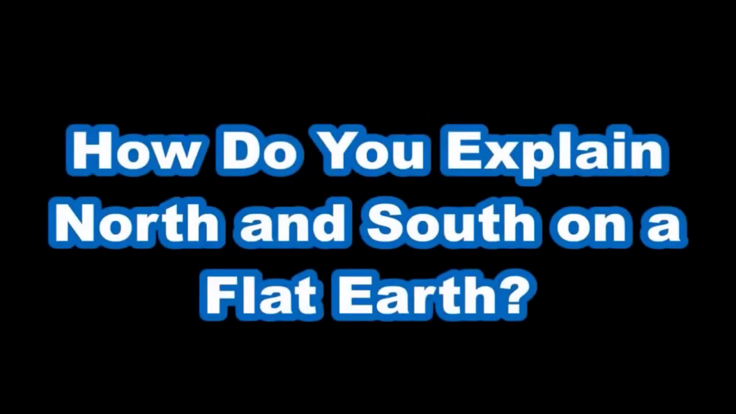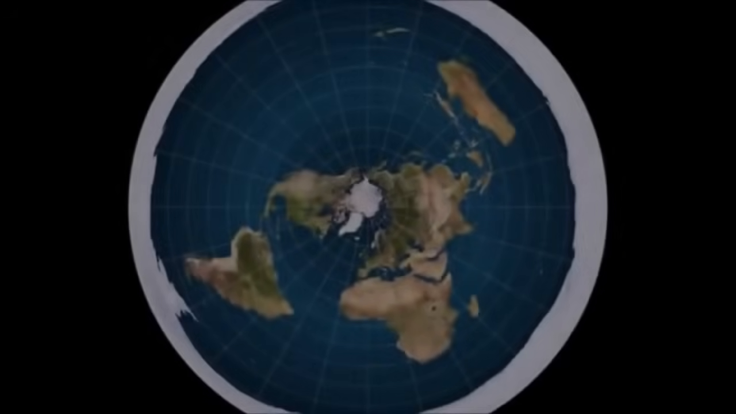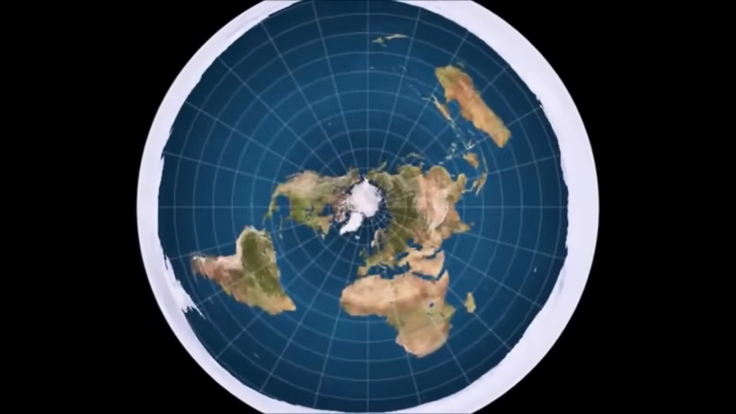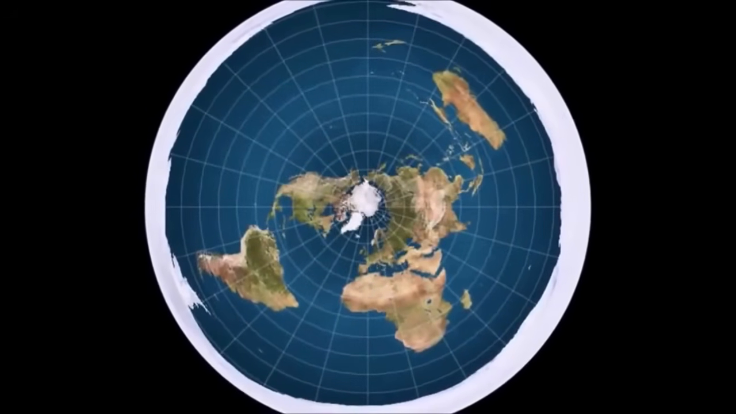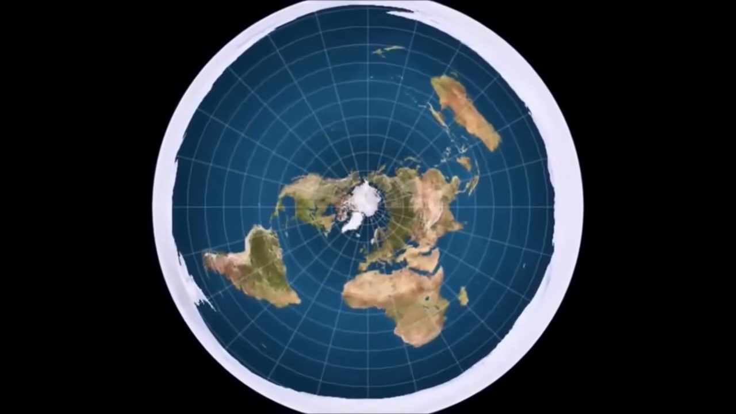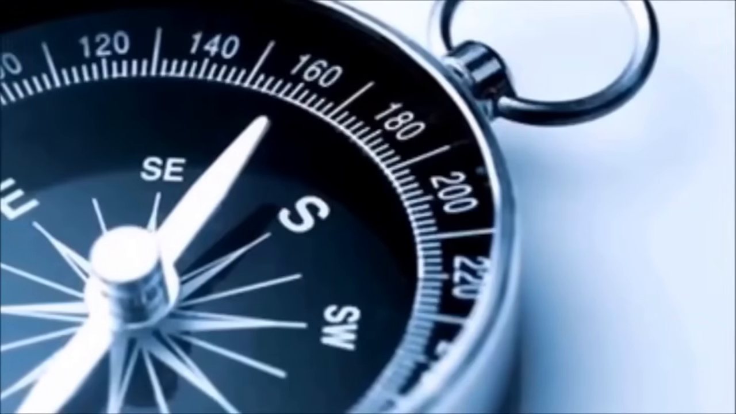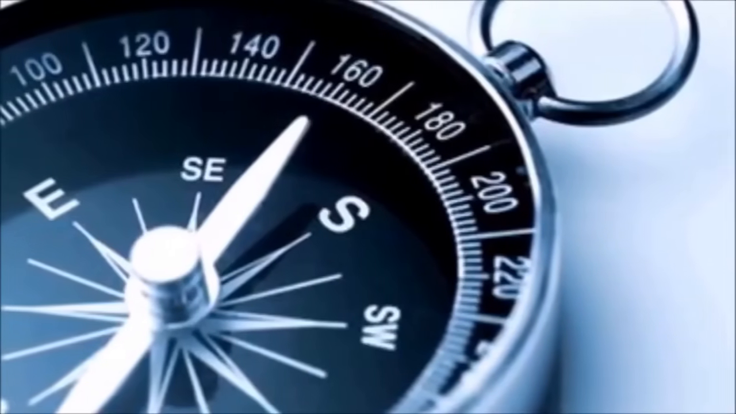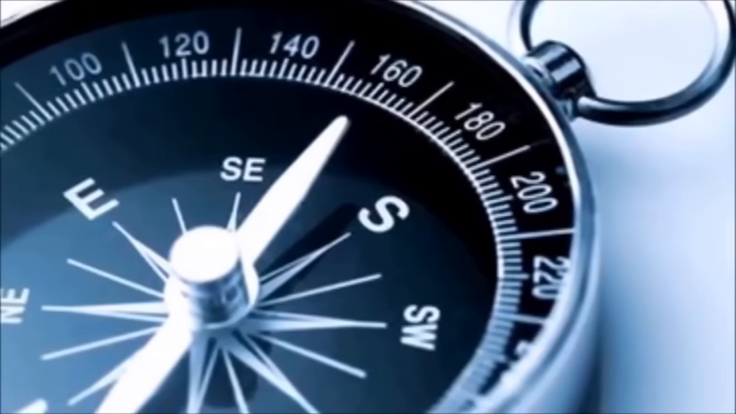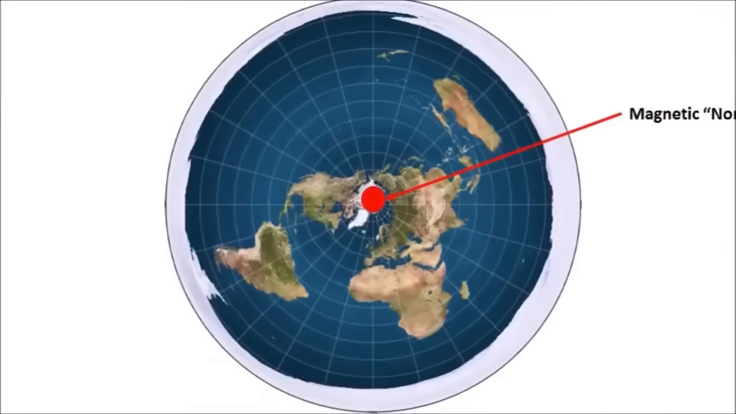How do you explain north and south on a flat Earth? On the flat Earth, north would be at the center of the Earth, and south would be anywhere extending away from north. A compass will always point north, no matter where you are on Earth. The North Pole would be just how the ancient cultures knew it, magnetic north.